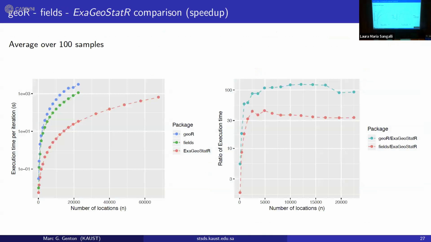If you compare with these competitors, either fields or geoR, for spatial data science, here what is plotted, as a function of the number of locations n, is the execution time per iteration for the likelihood. The size for these classical packages stops at around 20,000 locations, whereas we can go much further with the ExaGeoStat package. And if you look at this plot relatively, compared to fields, ExaGeoStat is about 30 times faster, and compared to geoR about 100 times faster.